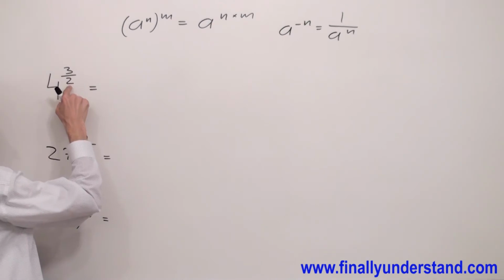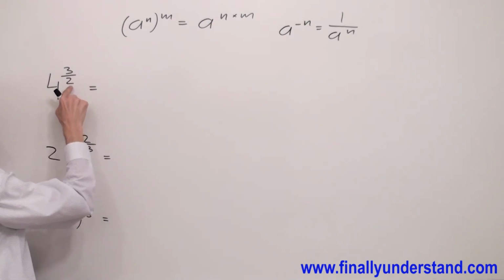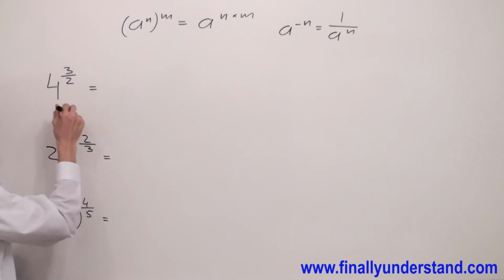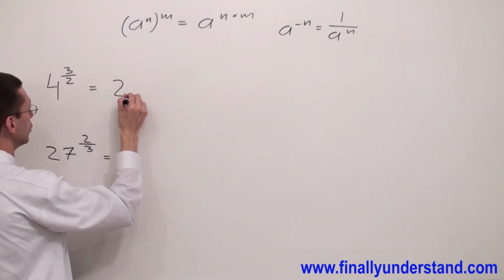4 to the power 3 over 2. First, look at the denominator of your exponent, which is 2. Ask yourself the question: what number raised to the second power is going to give me 4? It is 2. 2 to the second power is equal to 4.